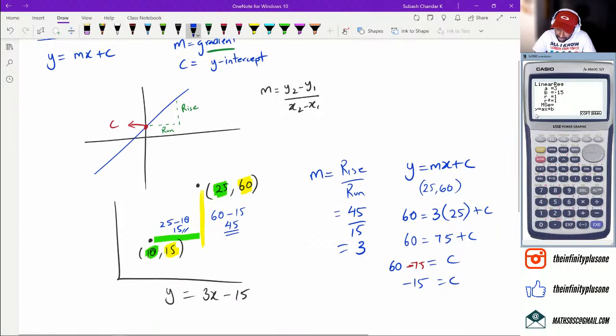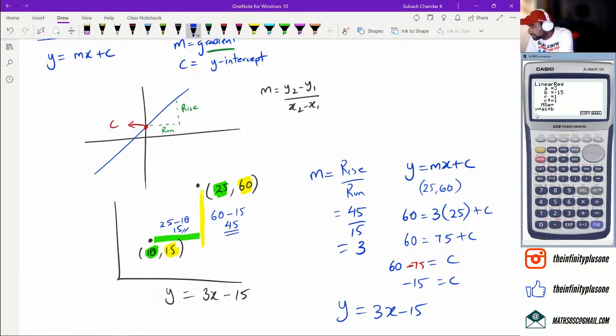As you can see, it is the same equation that you get. So you can do this without a graphics calculator, but it just means that you've got a little bit more work.